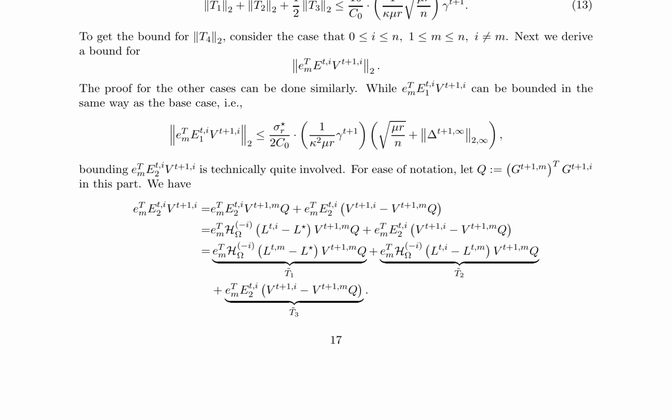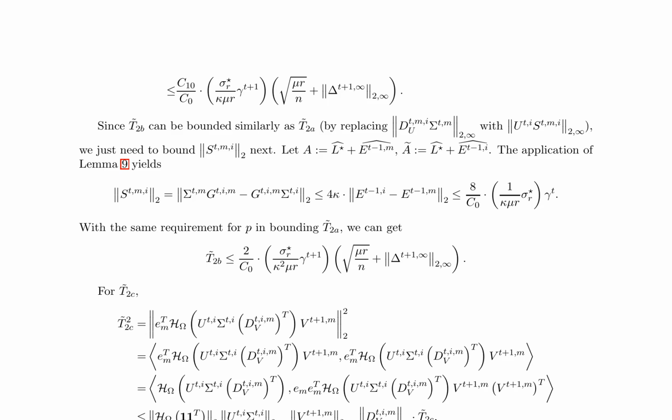Bounding T1 involves applying lemma 10 to get a bound of C10 square root n log n p plus square root log n p, lt,ml star operator infinity sign vt plus 1,m 2, infinity. This bound is further simplified to C10 C0 sigma star operator r kappa micro r gamma t plus 1 square root micro r n plus increment t plus 1, infinity 2, infinity, provided that p is greater than or equal to 576 c2 10 gamma 2 kappa 2 micro 2 r2 log n.